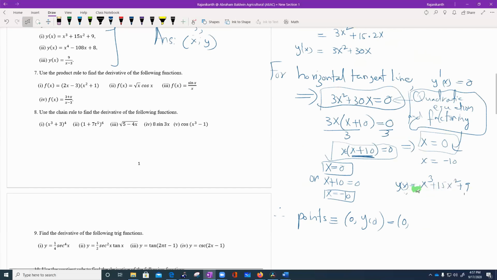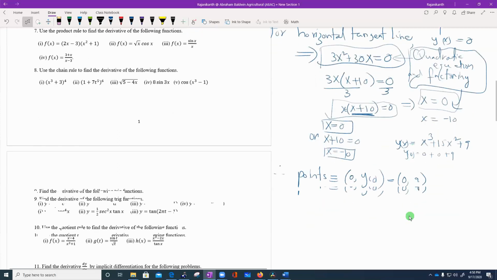Plugging 0 here, you will get y of 0 is 0 plus 0 plus 9, which is 9. So this is 1 point, right? To find the second point, take the second possible x value, which is negative 10. Now find the corresponding y. Again, plug negative 10 into your formula and find y.